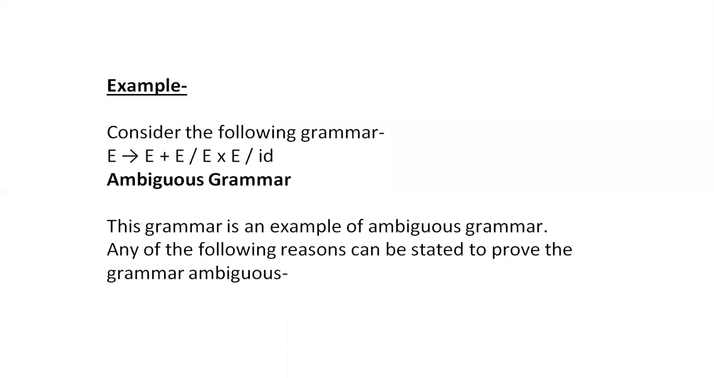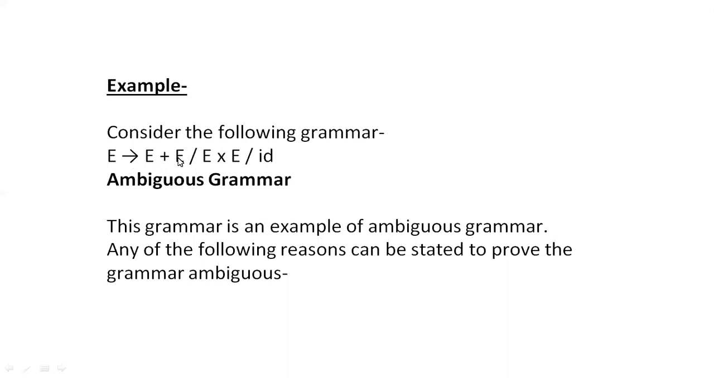Take the example here. All of you see the slide and note down the example. Consider the following grammar, which has three rules: E tends to E plus E, or E star E, or ID. By seeing the grammar itself, we can identify that the grammar has an ambiguity. In the given production there is only one variable, E. With this E, all productions are defined in the given grammar.